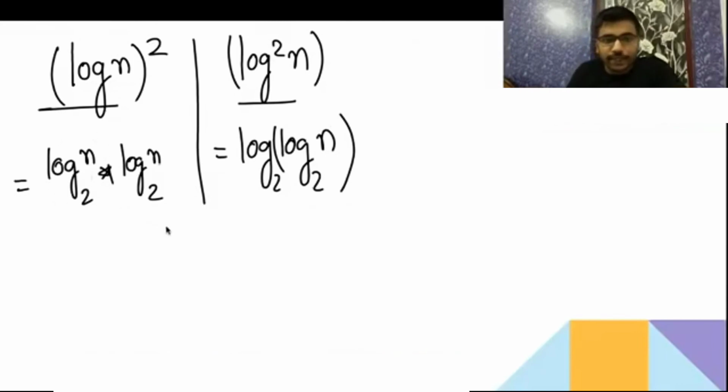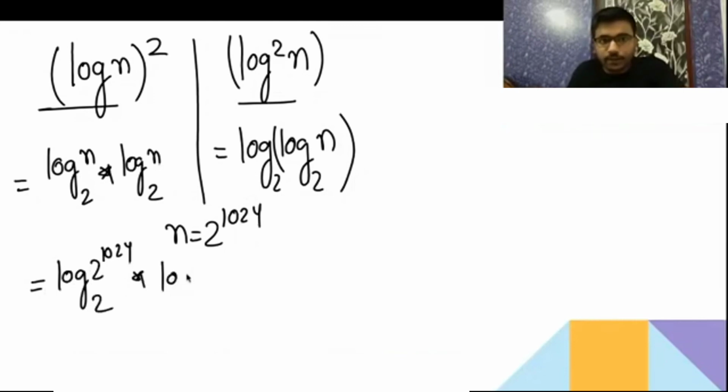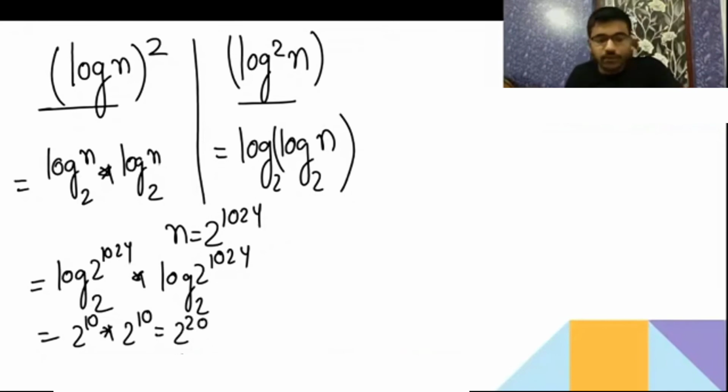So if you take n equal to 2 to the power 1024, it is going to give you log of 2 to the power 1024, squared. So it is going to give you 2 to the power 10 into 2 to the power 10, that is going to be 2 to the power 20. Here you are going to get 2 to the power 20.